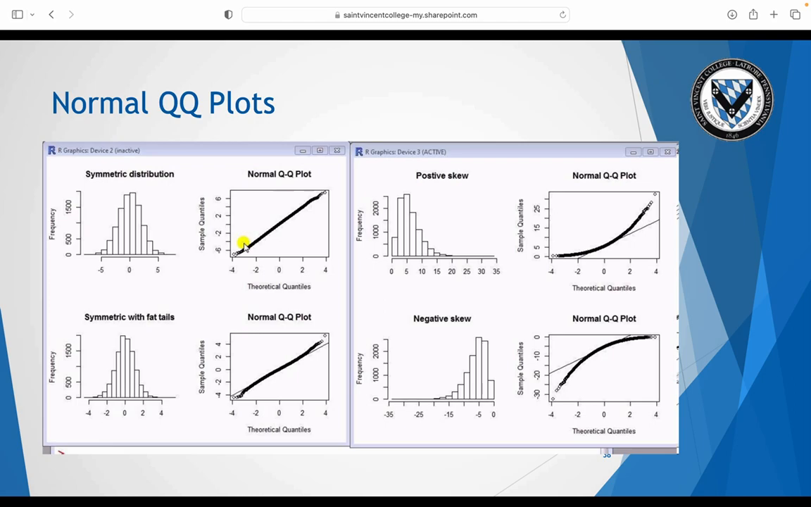But like I said, this is generally going to be something where we just create some plots, and it's just up to us to determine, okay, is it reasonable to assume normality? And we're really just looking for any severe departures from normality.